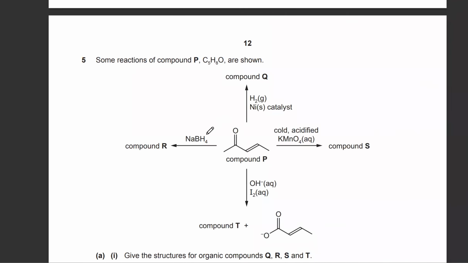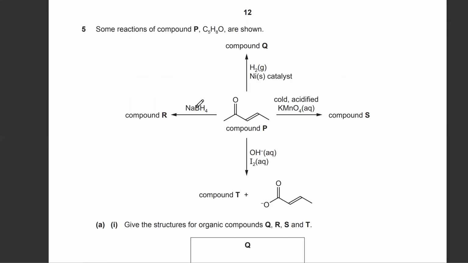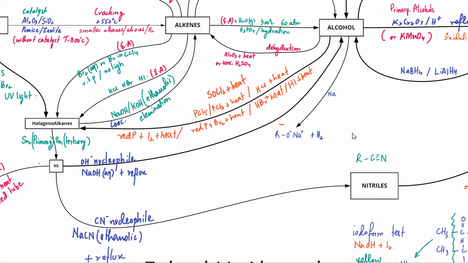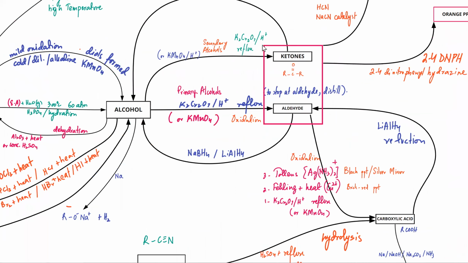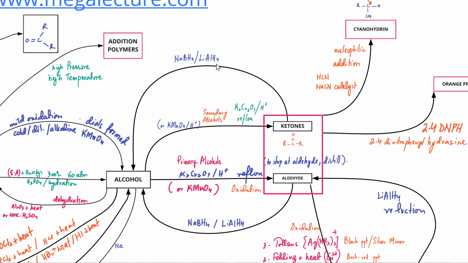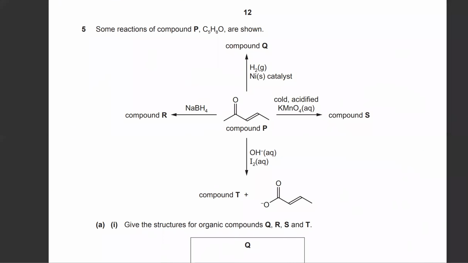This is NaBH4. What does NaBH4 do? It turns a ketone, reduction. Reduction of a ketone. NaBH4, you got a ketone, so back to alcohol. You don't have to think about secondary and primary, just turn it into an alcohol, that's it. So this one over here will be the same thing, except that it will turn into an alcohol. Okay, clear?